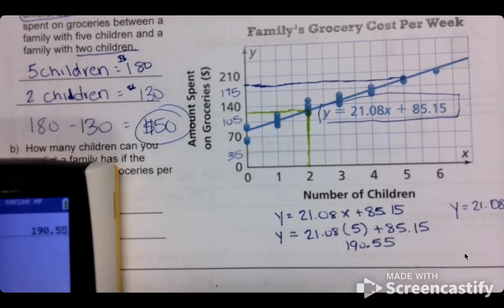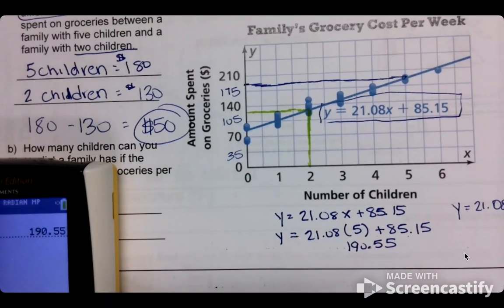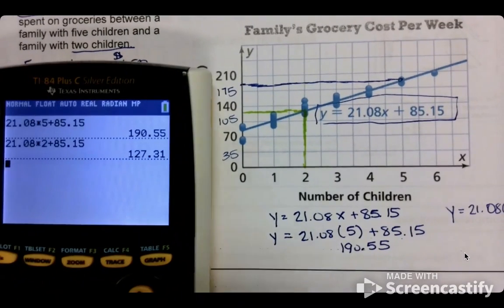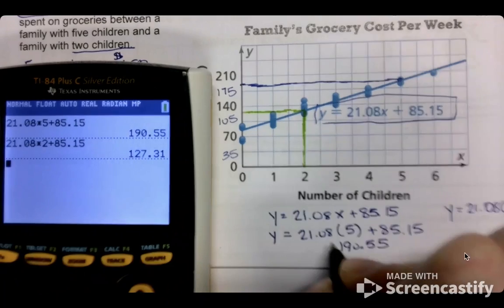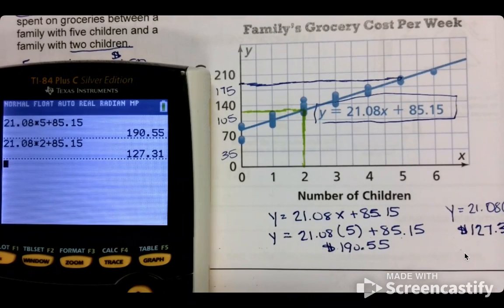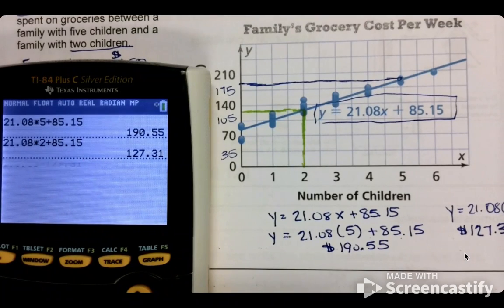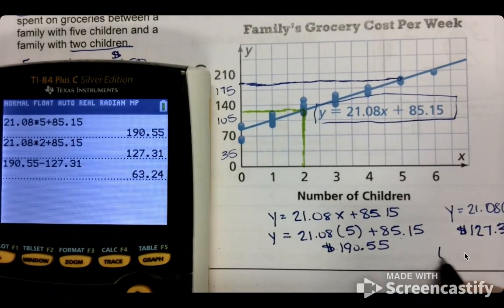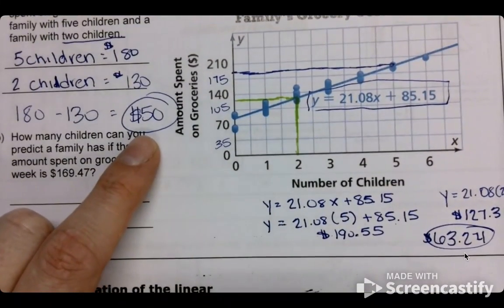I'm going to put a 2 in here. Okay, we were way off. We were way better with that one. That is 127.31. So if I take 190.55 minus 127.31, I get $63.24 is the difference. We were a little off, okay?